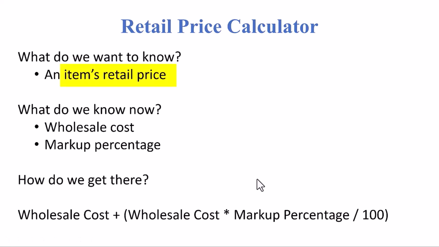And what do we know? We know that the wholesale cost is something, and we know the markup percentage is something, 10%, whatever, when we get this. So we know that middle part. How do we get there? The retail cost is going to be the wholesale cost plus the wholesale cost times the markup percent divided by 100. So you're taking whatever you're paying for it, and you're adding your markup percent, which is going to be a percentage of the cost that you actually got it from.